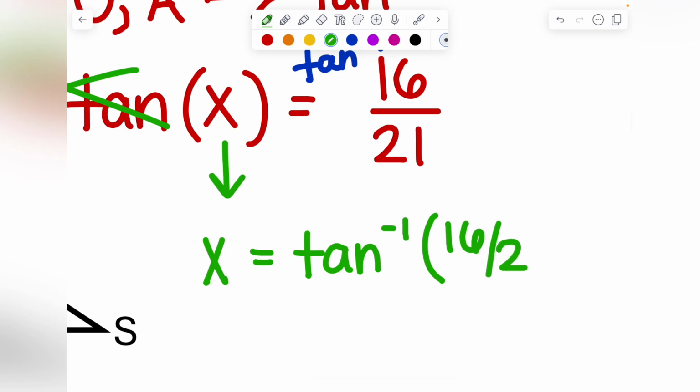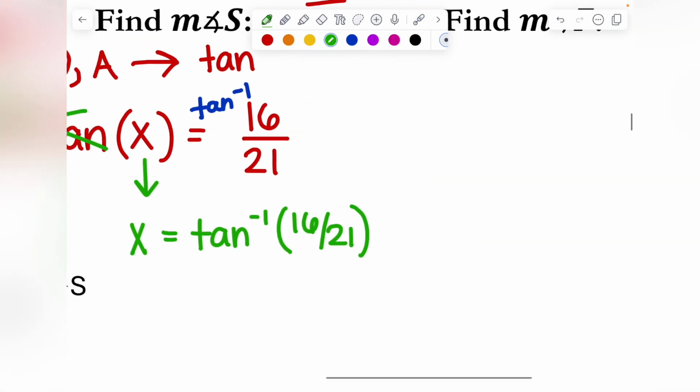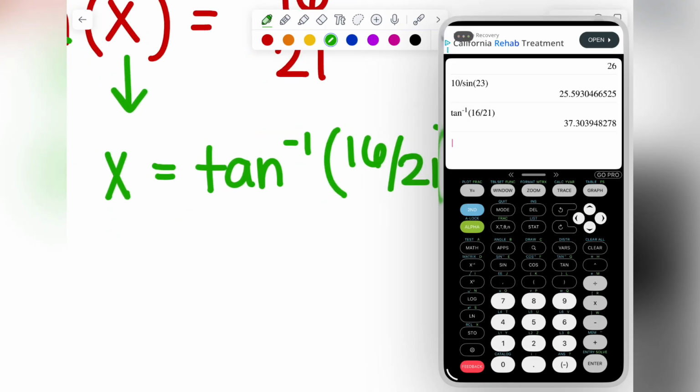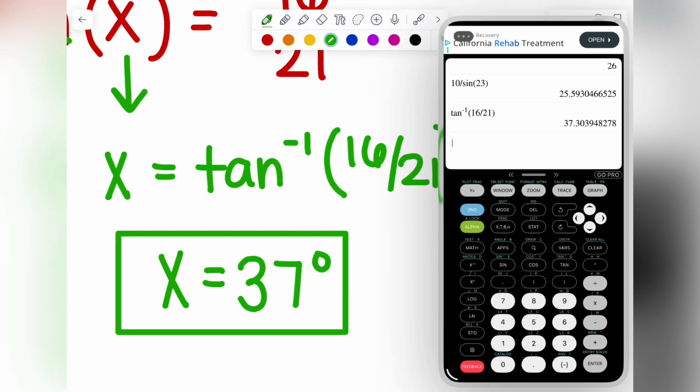of 16 over 21. So I'm going to do it in this calculator. I showed in class how to use the other calculator, but second tan in this one, so tangent inverse of 16 over 21 gives me 37.3, and for angle measures, we are going to round to the nearest degree. So we will just say 37 degrees on this one.